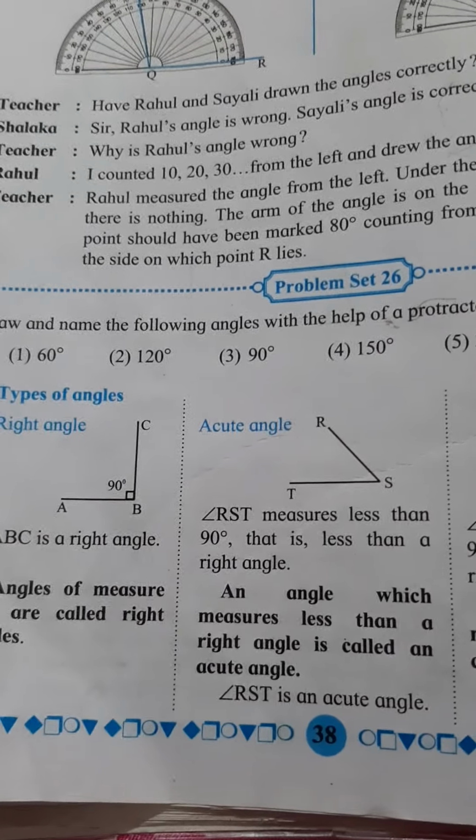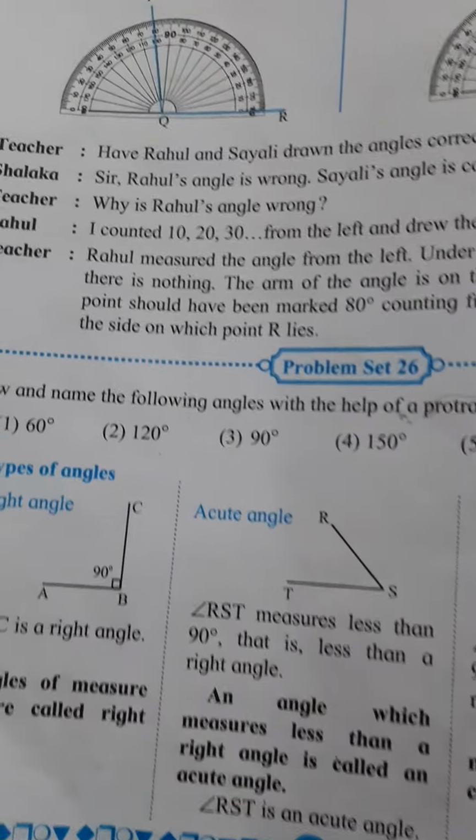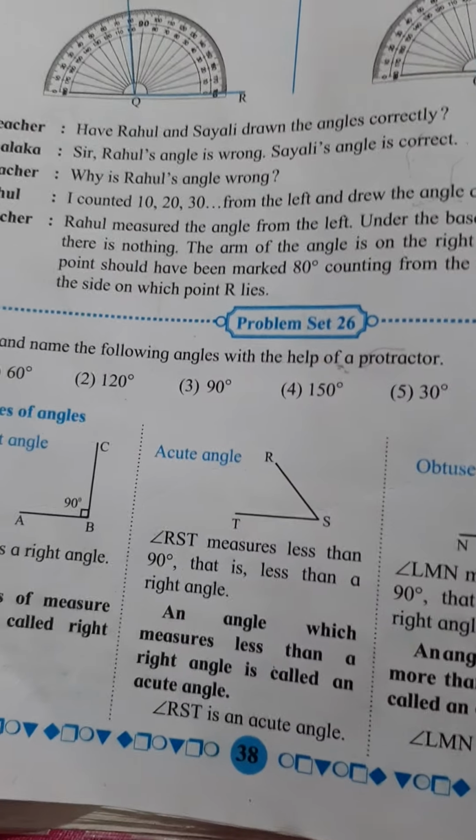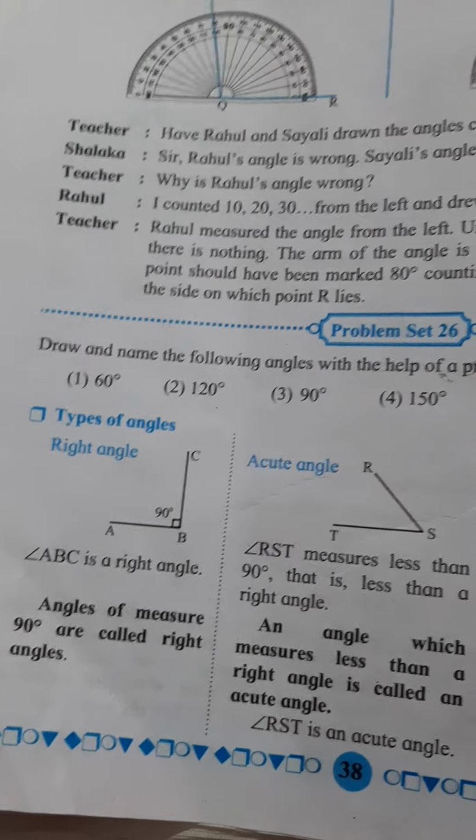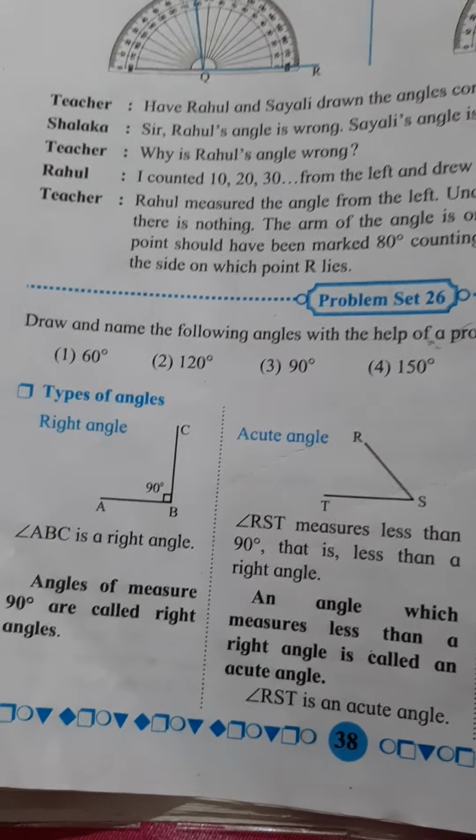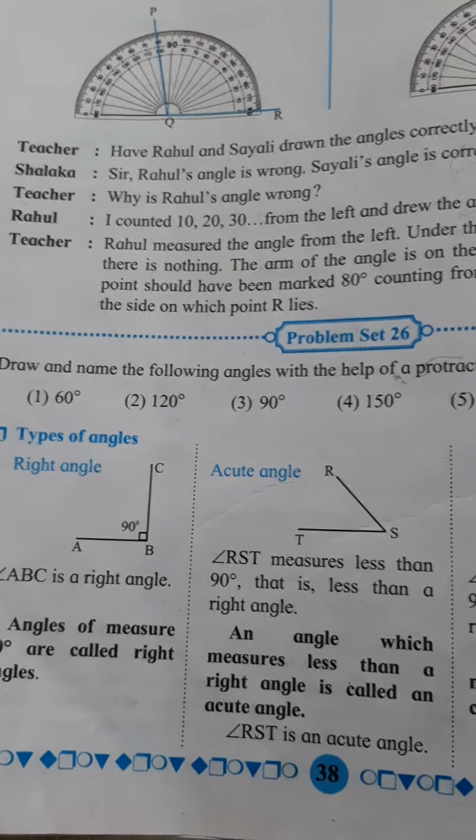Hello dear friends, let's see how to draw the angles of the given measurement. Problem set 26. Draw and name the following angles with the help of protractor. Now see the first angle, 60 degree.